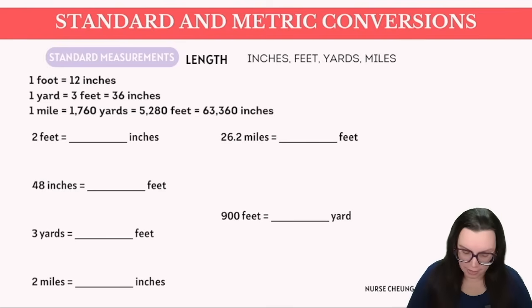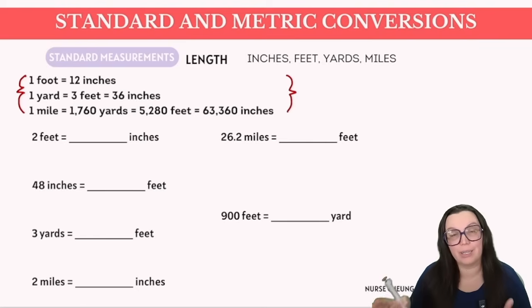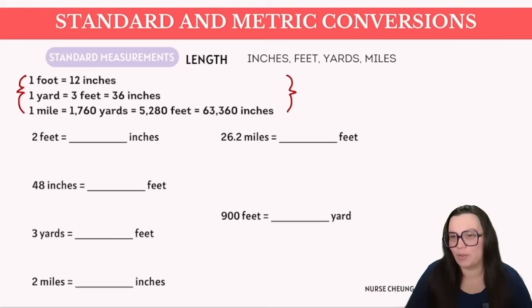You're going to notice up here at the top of your screen, I gave you a little cheat sheet of the breakdown of the most commonly seen unit of measure conversions when it comes to the standard system that the TEAS is going to test you on. So the first one, as we know, 1 foot is equal to 12 inches. 1 yard is equal to 3 feet or 36 inches, and 1 mile is equal to 1,760 yards or 5,280 feet or 63,360 inches.